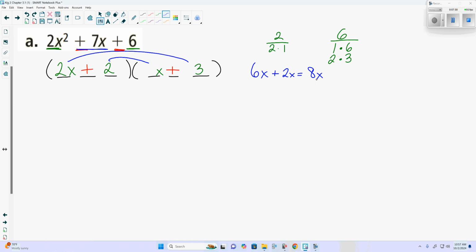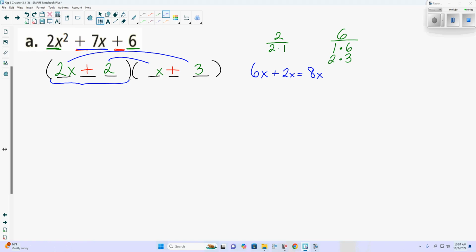No. And again, there are patterns that we'll eventually start seeing in helping us determine which factors probably aren't going to work. But in this setup here, and there's a reason I did this one, 2x plus 2, is there a greatest common factor in that parentheses?